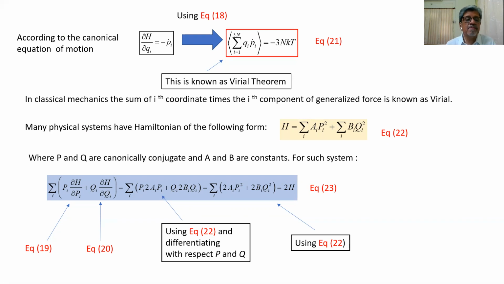For such a system, using equation number 19 and equation number 20, we can write the summation over i of p_i ∂H/∂p_i plus q_i ∂H/∂q_i. And we are substituting for the Hamiltonian, just differentiating with respect to either p_i or q_i. So it is the summation over i of p_i times 2a_i p_i plus q_i times 2b_i q_i. Ultimately, it becomes the summation of 2a_i p_i squared plus 2b_i q_i squared, and that is nothing but 2 times the Hamiltonian, represented by equation number 23. Here we have used equation number 22 and differentiated with respect to capital P_i and capital Q_i.